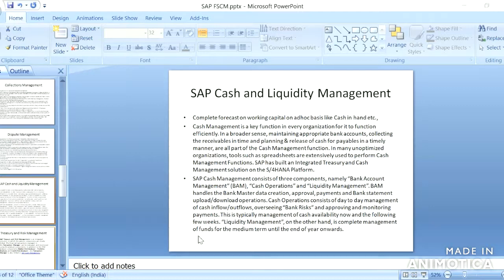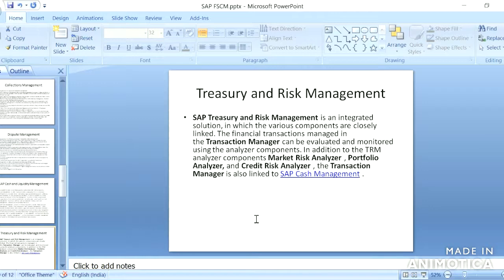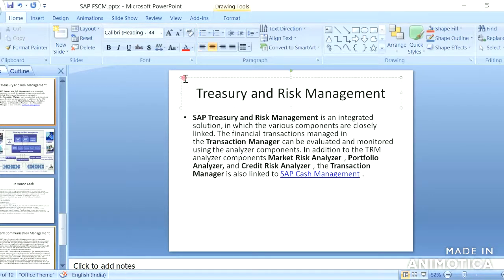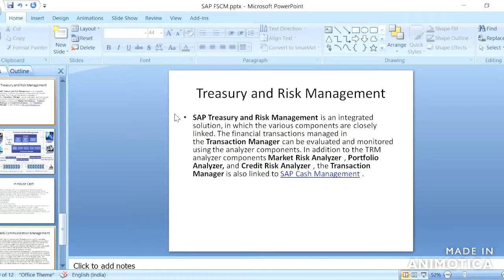So now let us move on to treasury and risk management. So what actually is treasury and risk management? In the SAP market, we always hear that treasury has good jobs or something about treasury, right? So first let us know what actually it is for.